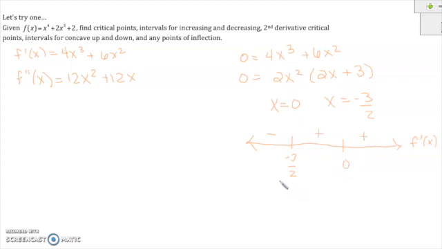Okay, so at this point, I'm decreasing, and then I switch to increasing. So this is a relative min. I'm actually not being asked for the mins and maxes, but we do know that there's a relative min at negative 3 over 2. I know that I am increasing from negative 3 over 2 to 0, and then from 0 to infinity.